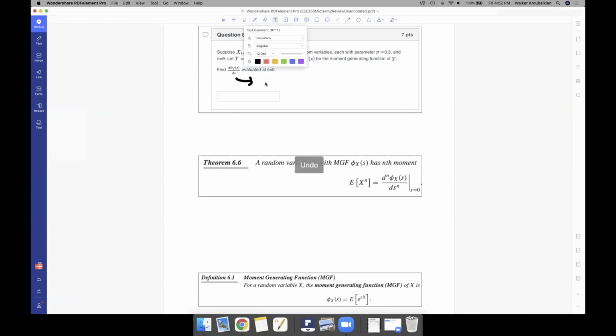Let me just type that out. Right, and whenever we have the nth derivative of the MGF, that's just going to give us the nth moment, right? And the nth moment is the expected value of x raised to the power of n, right? So because this is the first derivative, we can write n equals 1, and therefore our answer is just going to be the expected value of y to the power of 1.